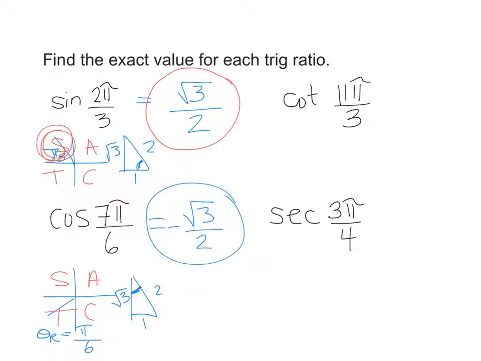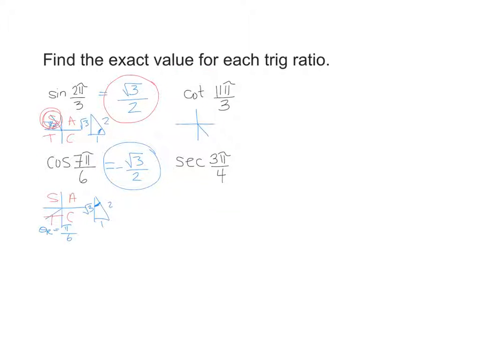The next one that we have there is the cotangent of 11 pi over 3. So the first thing I want you to do is figure out which quadrant is 11 pi over 3 in. 11 pi over 3 is in the fourth quadrant. And what's the reference angle for 11 pi over 3? Pi over 3. The reference angle is pi over 3. So we need to find the cotangent of pi over 3.